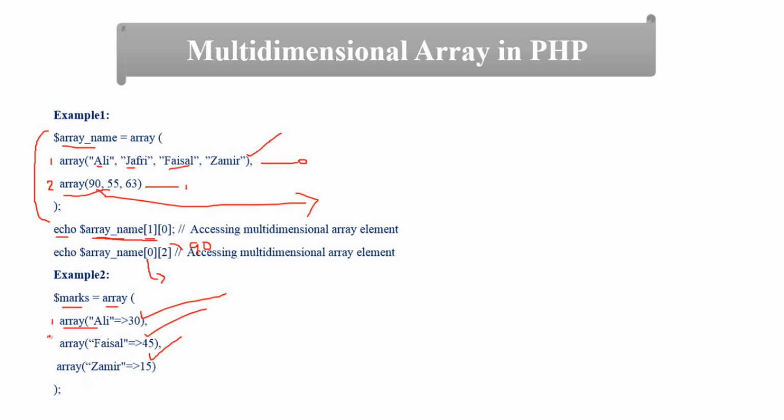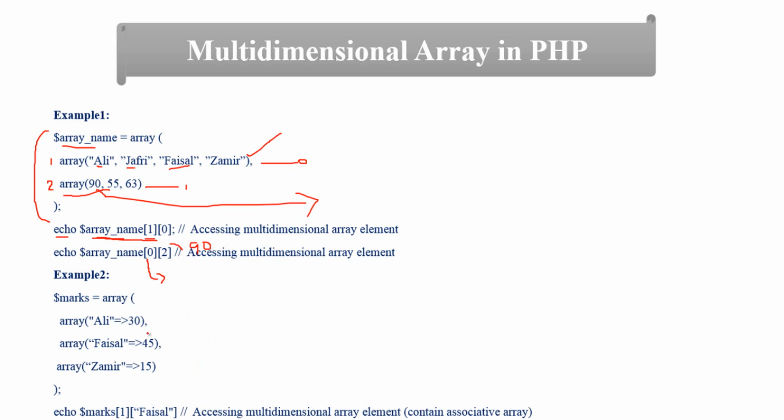This is one item, this is a second item, this is a third item. So its index number is 0, its index number is 1 and its index number is 2. So there are 3 items in the multi-dimensional array, and each item is another associative array.